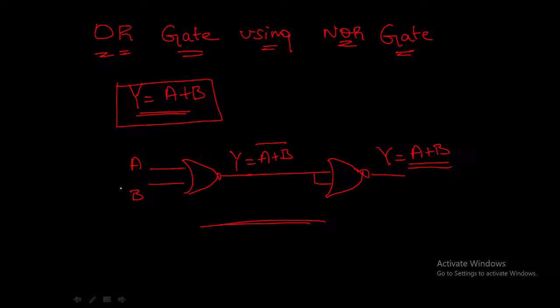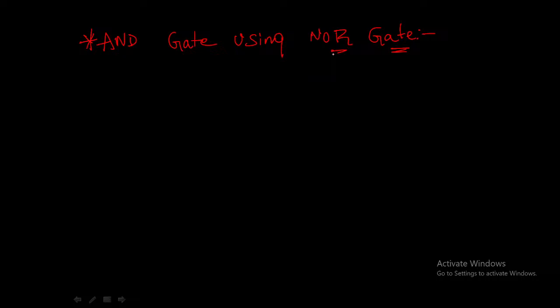Now let us see how to build AND gates using NOR gate. So the equation for AND gate is Y is equal to A dot B. The equation for our AND gate is nothing but y is equal to a dot b, we already know.